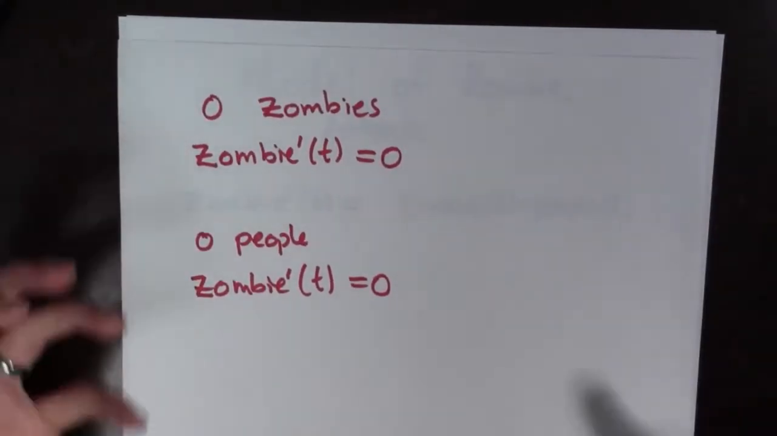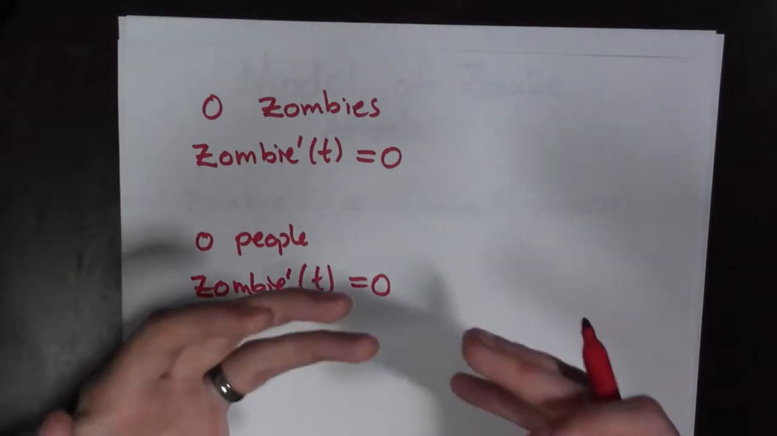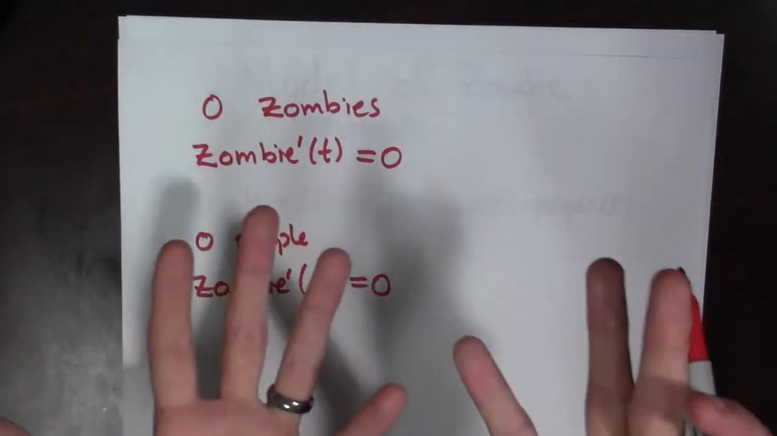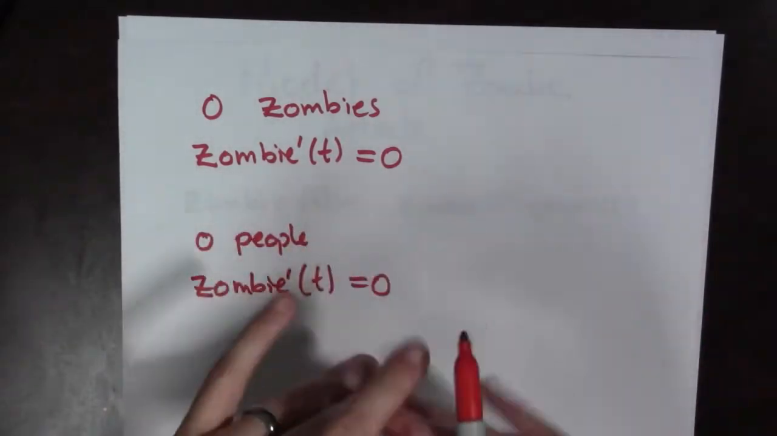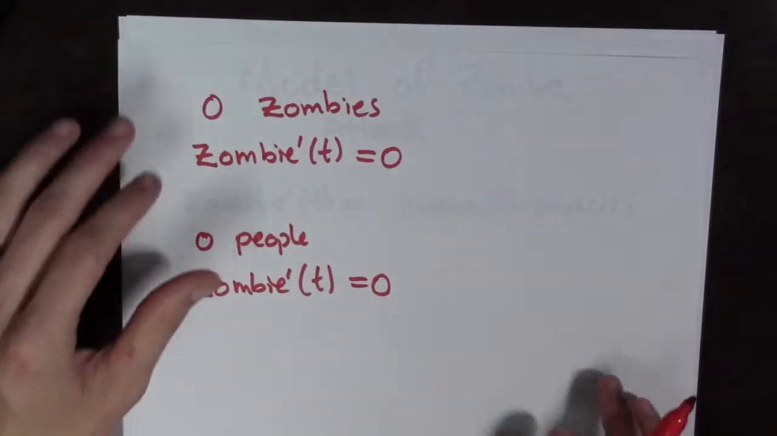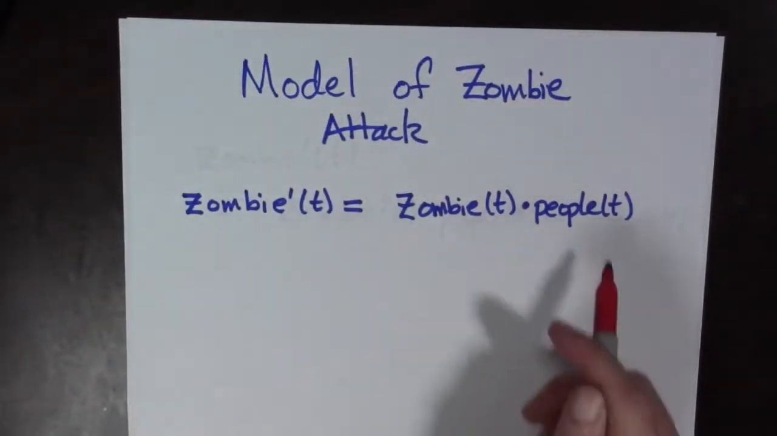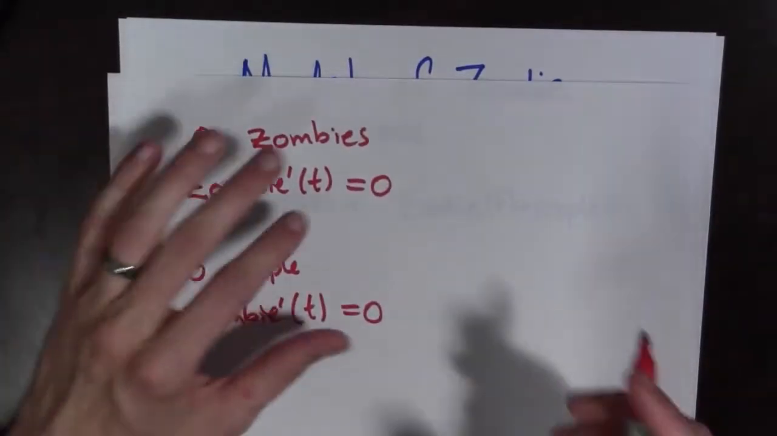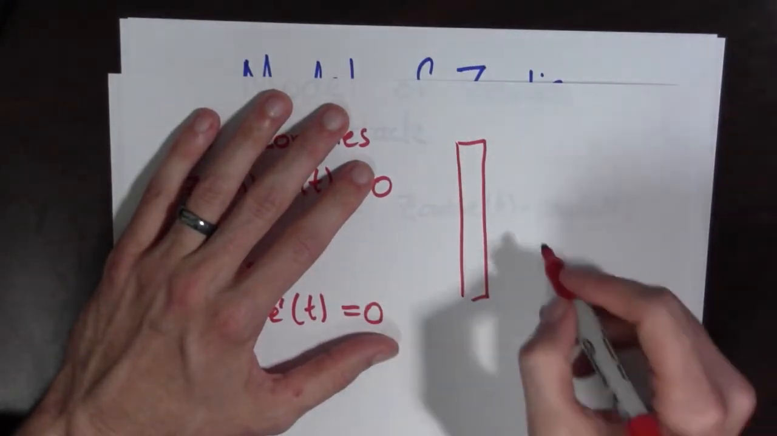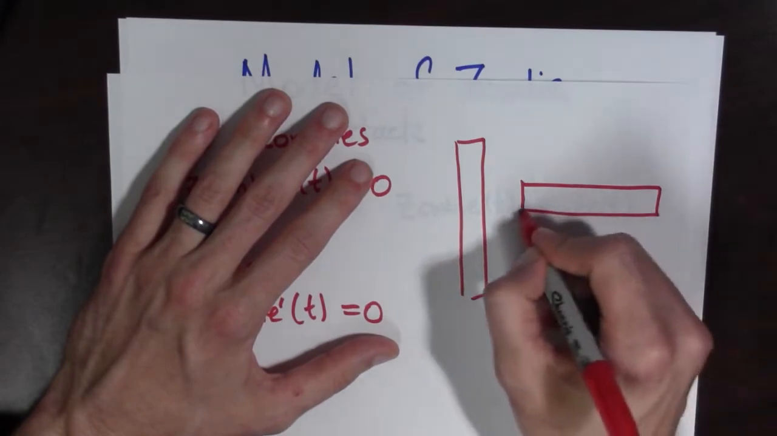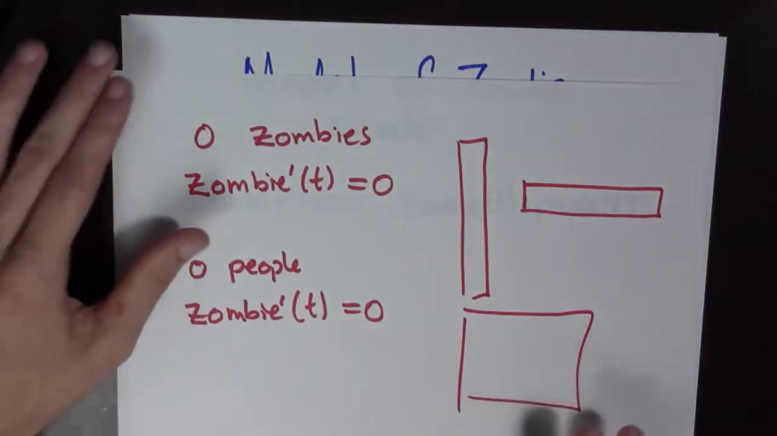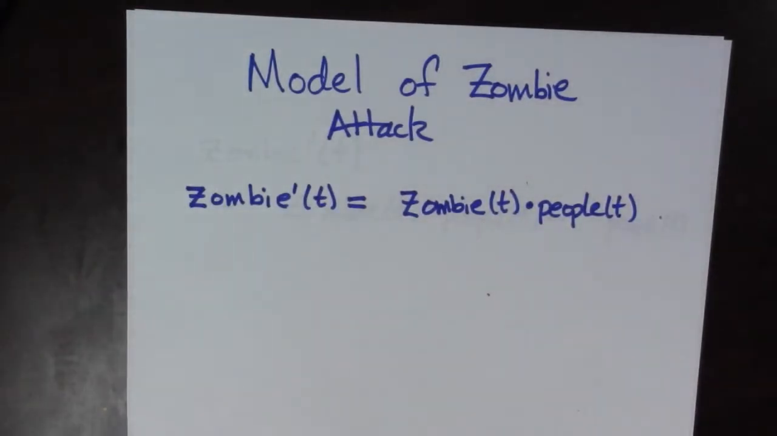In fact, if you think about it, when do zombies increase the most? Well, it's going to be when there's about half zombies and half people. And that's when this is biggest. It's akin to when you think about a rectangle with a given perimeter. This rectangle has a small area, this rectangle has a small area, and this rectangle has a very large area. So this kind of makes sense.